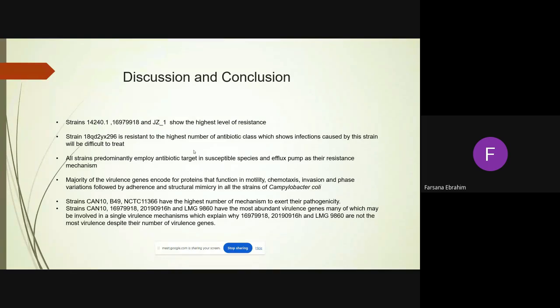Discussion and conclusion. Strain 142401, 1697, 99, 18 and JZ1 show the highest level of resistance. Strain 18QD 2YX296 is resistant to the highest number of antibiotic classes, which shows infections caused by this strain will be difficult to treat. All strains predominantly employ antibiotic target in susceptible species and efflux pump as a resistance mechanism.